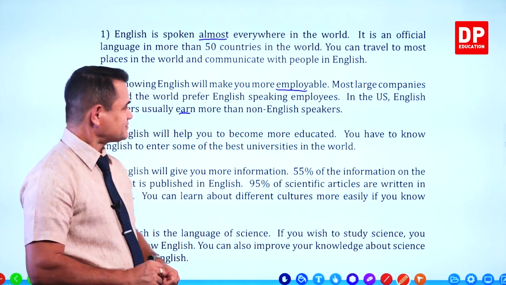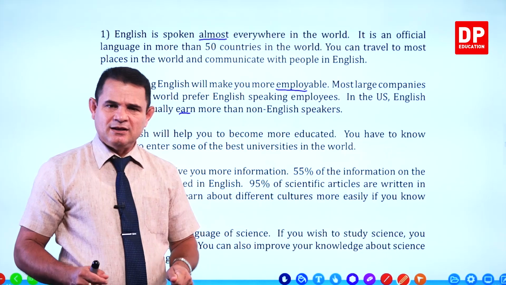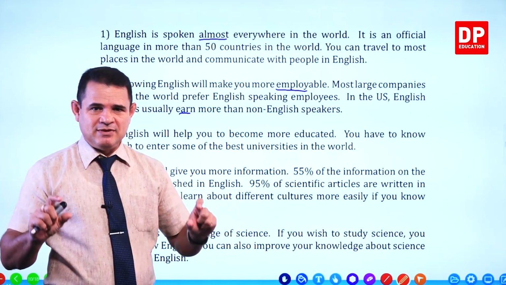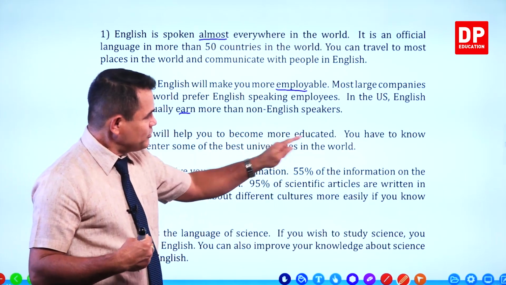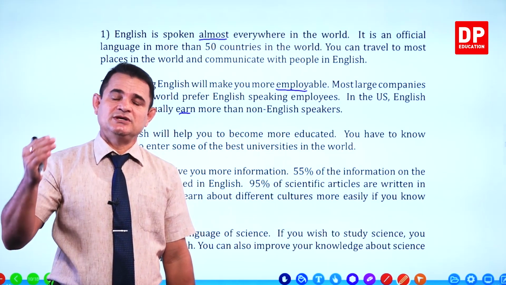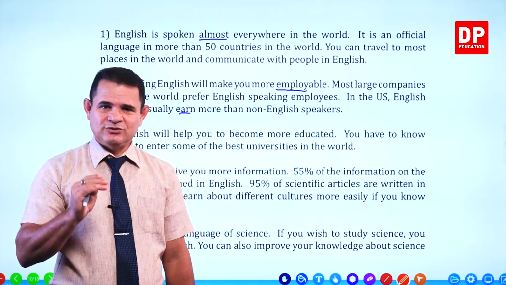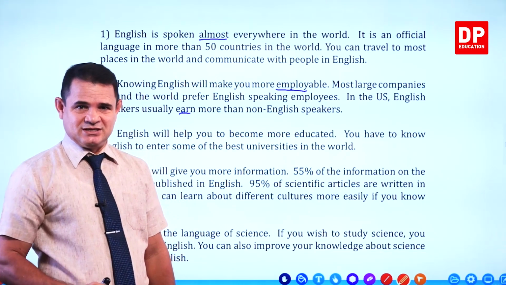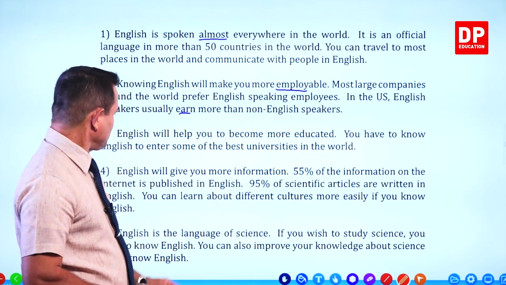බලන්න ඉංග්‍රීසි වල වැදගත්කම. And also English will help you to become more educated. English will help you to become more educated. Educate, you know, education, අධ්‍යාපනය ලැබීම, හොඳ අධ්‍යාපනයක් ලබා ගන්න English will help you. ඉංග්‍රීසි උදව් වෙනවලු. You have to know English to enter some of the best universities in the world. Some of the best universities, හොඳම විශ්වවිද්‍යාල වලට යන්න නම් you must know English. ඉංග්‍රීසි දැනගත යුතුමයි. Otherwise you can't go to those things. Right? Your target should be to enter the best university in the world. ඔබේ ඉලක්කය වෙන්නත් ඕනේ best university එකට යන්න. So learn English.